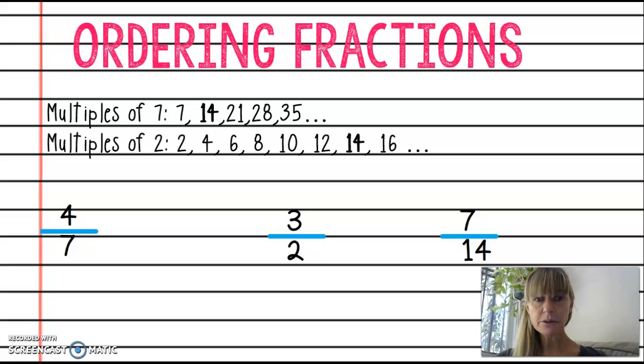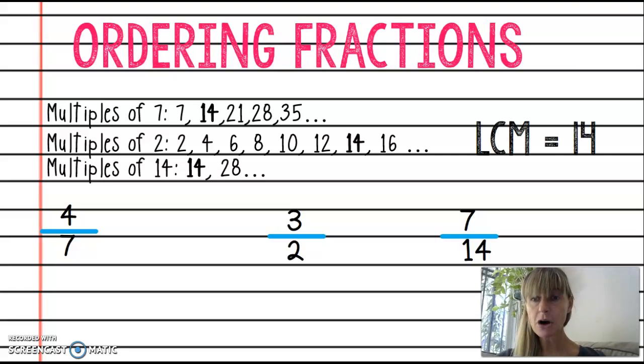Then let's look at the multiples of 2. 2, 4, 6, 8, 10, 12, 16. Multiples of 14. 14, 28. I'm going to stop there because I've already noticed that I have a 14 in all three sets of multiples. So that is going to be my lowest common multiple.